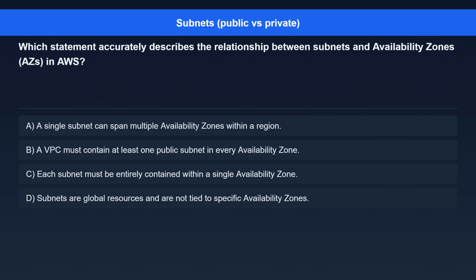Question 3. Which statement accurately describes the relationship between subnets and availability zones, AZs, in AWS? Option A. A single subnet can span multiple availability zones within a region. Option B. A VPC must contain at least one public subnet in every availability zone. Option C. Each subnet must be entirely contained within a single availability zone. Option D. Subnets are global resources and are not tied to specific availability zones.